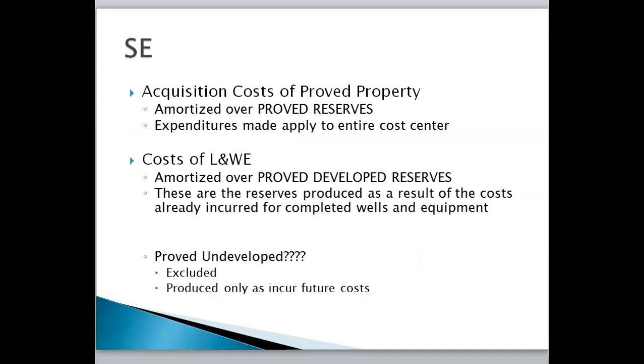For the acquisition costs of the proved property, these are going to be amortized over proved reserves for our DD&A calculation. The cost of lease and well equipment is going to be amortized over proved developed reserves. And if we have proved undeveloped, these are going to be excluded. They're only going to be included as proved for leasehold costs only.